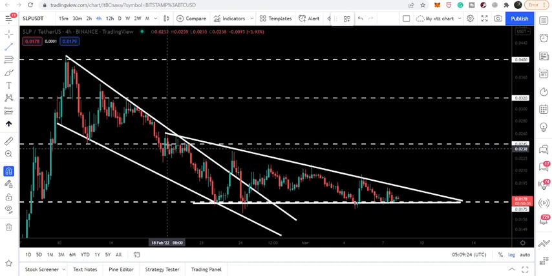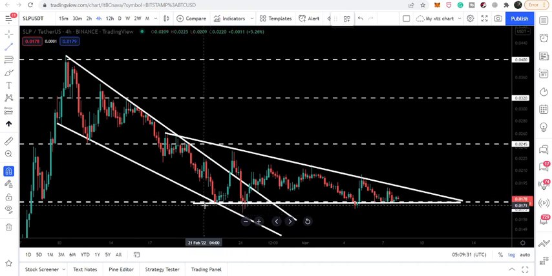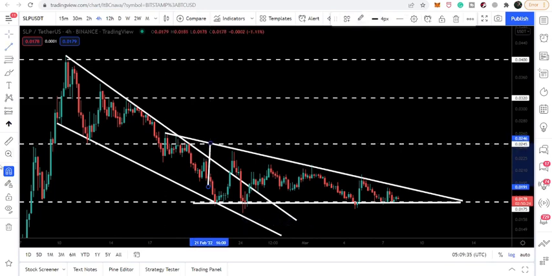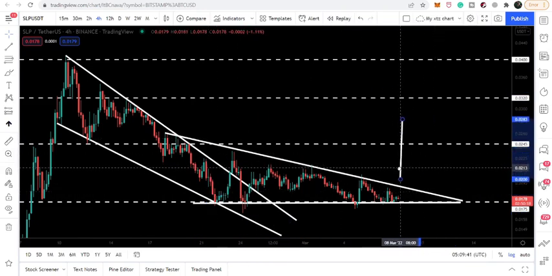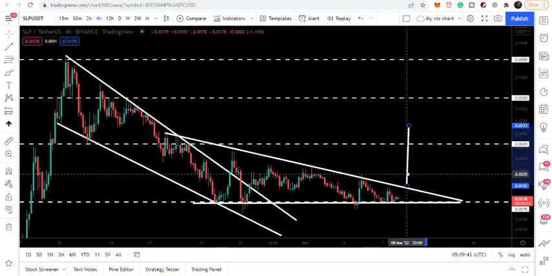We have already broken out the resistance of the falling wedge. We are having very nice support of 1.75 cents. Therefore, I'm expecting that we can break out this triangle very soon. If we are going to break out this triangle, then our target to the upside after this breakout can be here, approximately 2.7 cents.